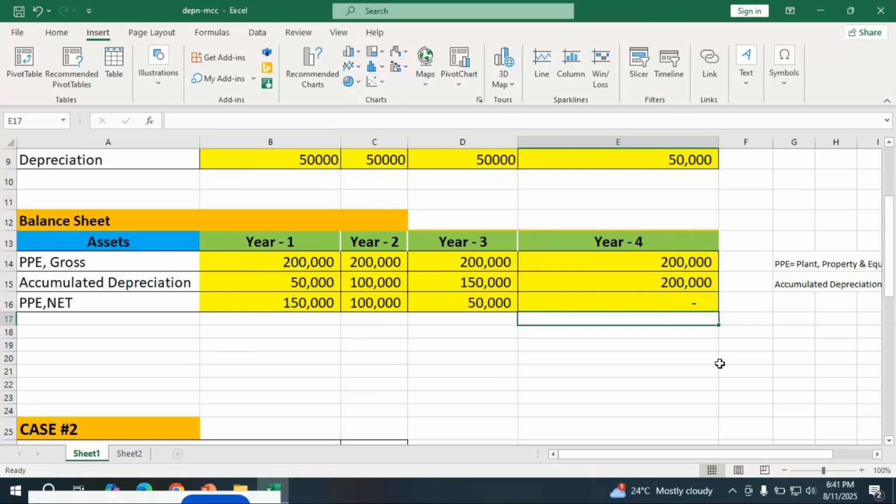So now we should calculate the plant property equipment, PPE, net value. Nothing but gross minus the depreciation amount. Okay, then again for year 2, just carry forward the depreciation amount, where 2 lakh is for the previous year and again 50,000 is for the current year. So it comes up to 1 lakh. So how do you calculate the net balance? 2 lakh minus 1 lakh, which is 1 lakh.